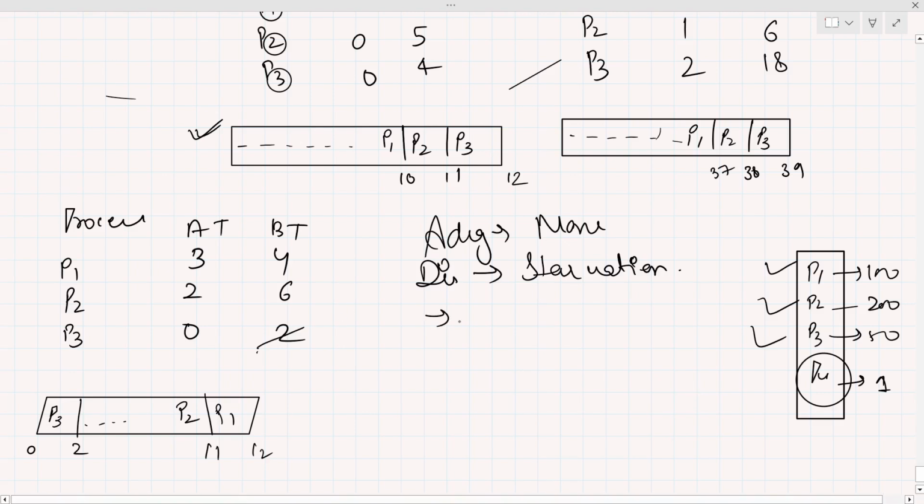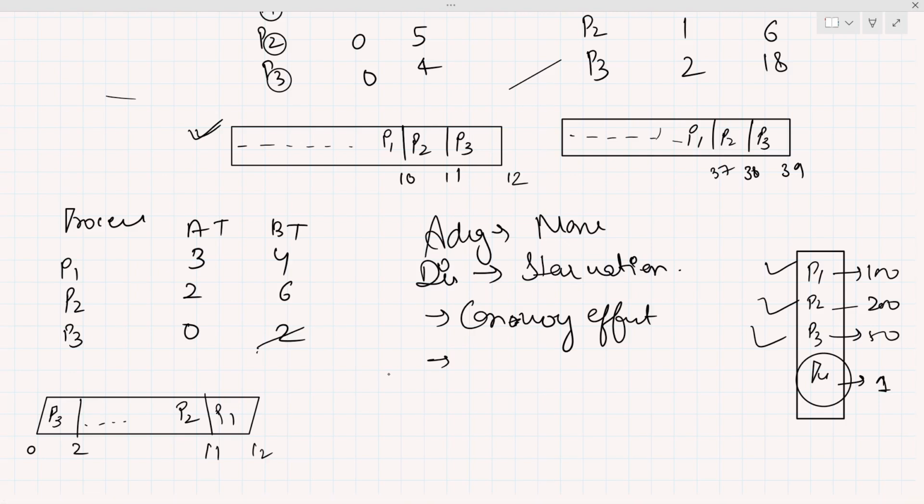Starvation occurs, and there is another disadvantage: the convoy effect also occurs. The convoy effect occurs because one big process acquires the CPU, so the smallest processes have to wait for an indefinite amount of time. The convoy effect also occurs, and there is no practical implementation.